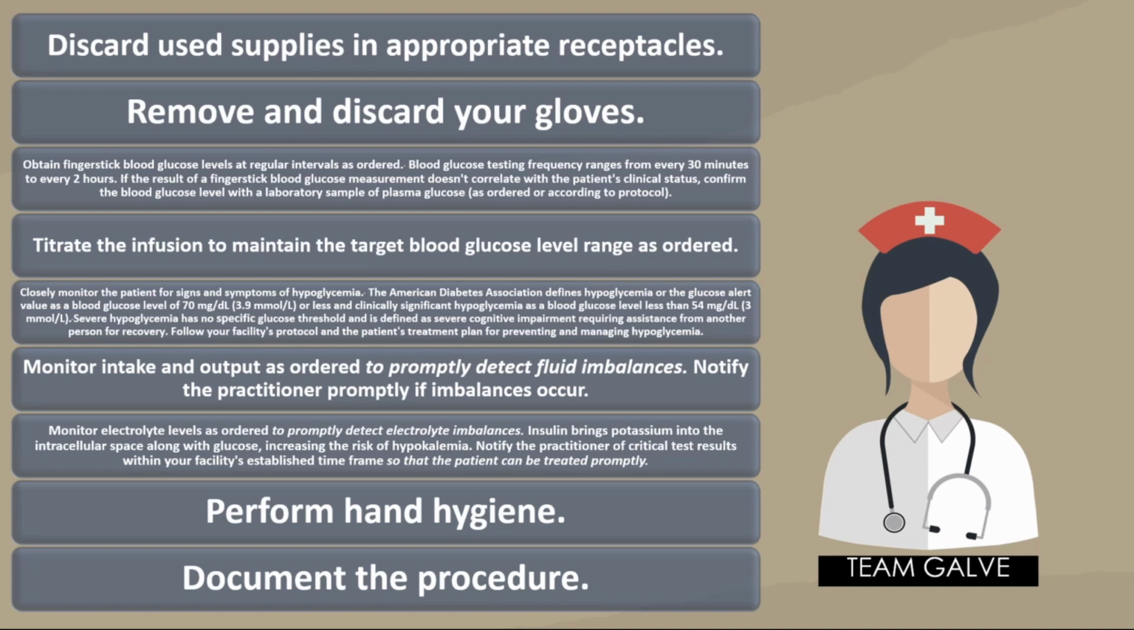The American Diabetes Association defines hypoglycemia or the glucose alert value as what? A blood glucose level of 70 milligrams per deciliter or less, and clinically significant hypoglycemia as blood glucose less than 54 milligrams per deciliter. Severe hypoglycemia has no specific glucose threshold and is defined as severe cognitive impairment requiring assistance from another person for recovery.